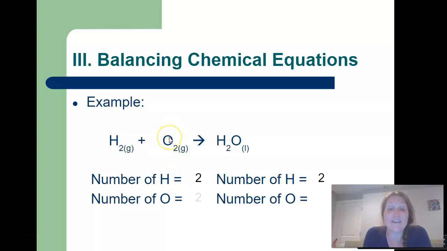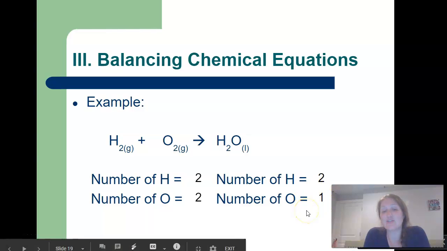So I look and I see that I have 2. I go to the right and I see that I actually only have 1. So the reaction is almost balanced, except for this tricky little oxygen. Now, when I go to balance my equation, again, I can only put numbers in front of my compounds.